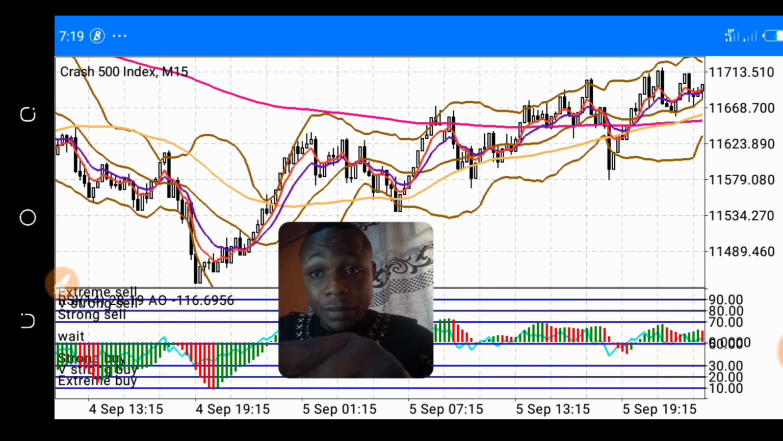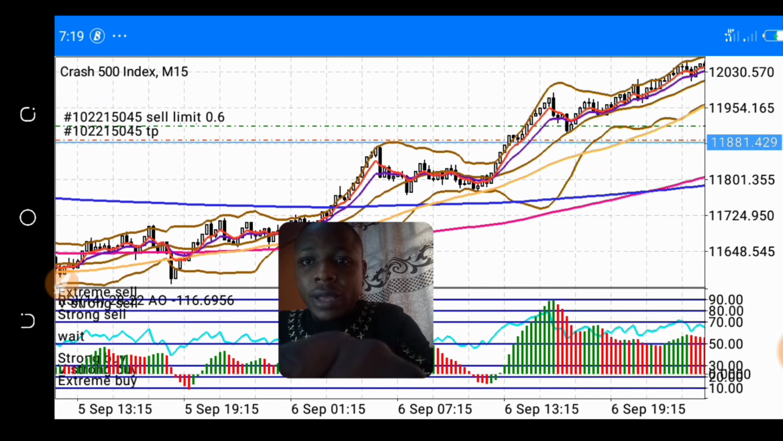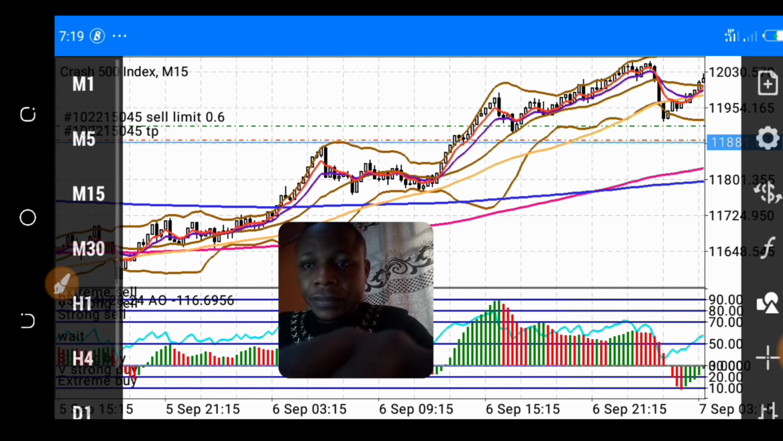EMA 20 is the middle Bollinger Band. I already told you about that. In trends you can use EMA 20 for pullback, which is the middle Bollinger Band also, and that's a good entry level for either sell or buy.